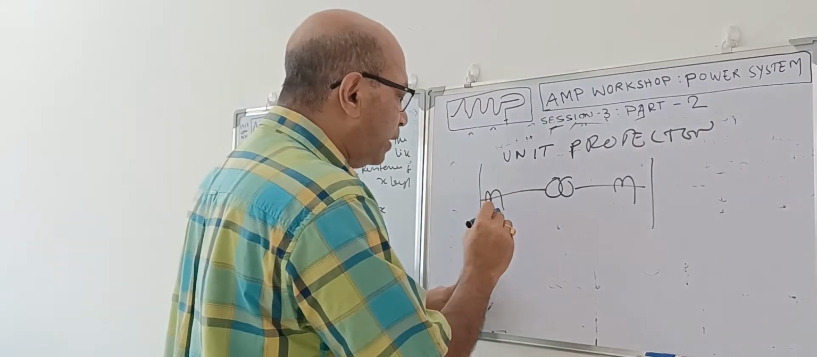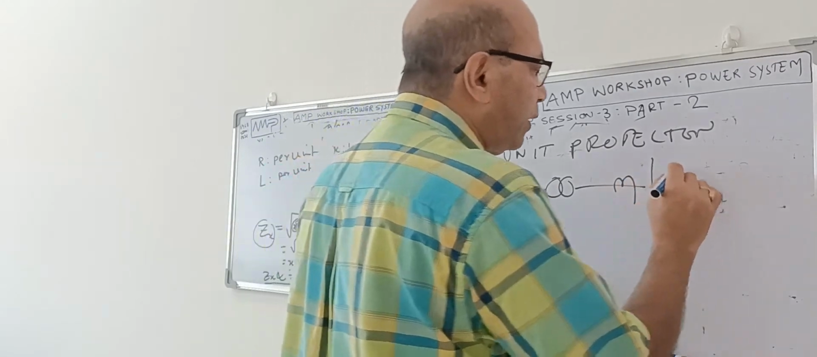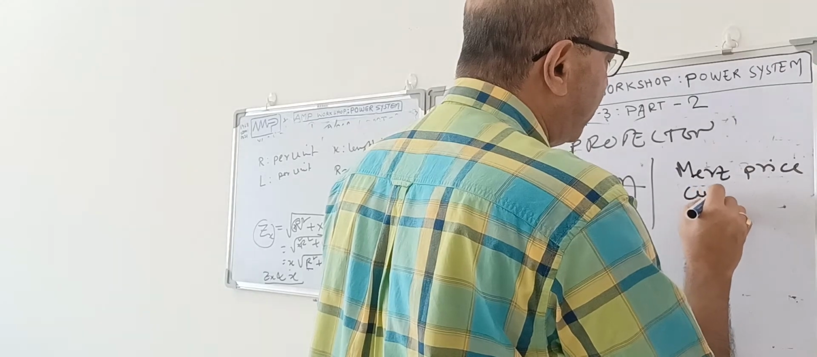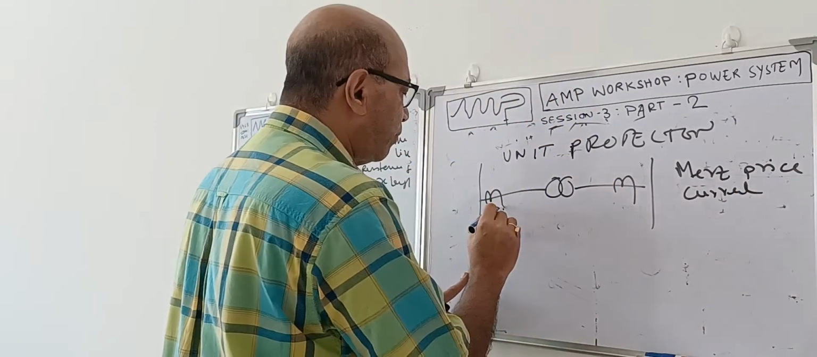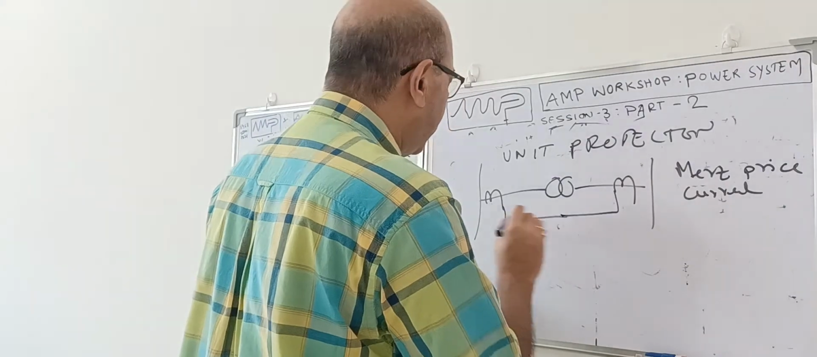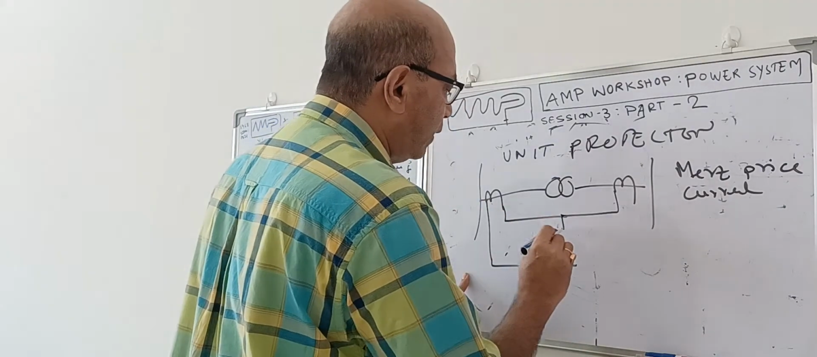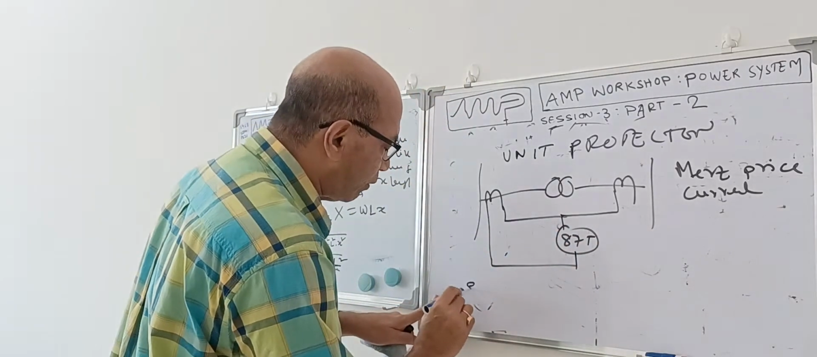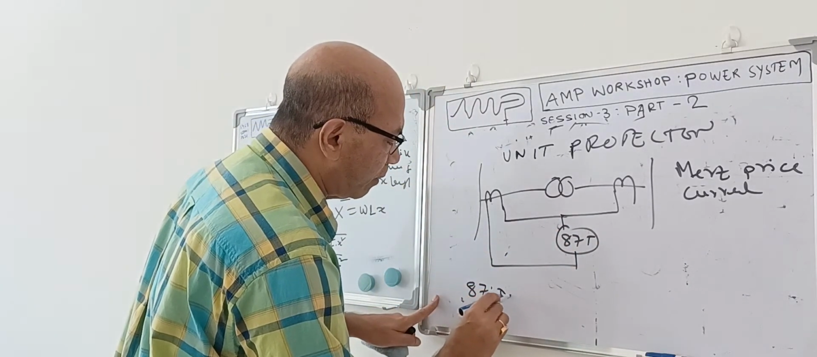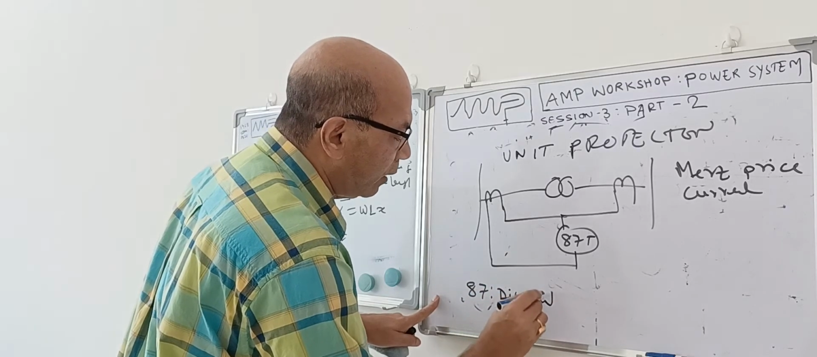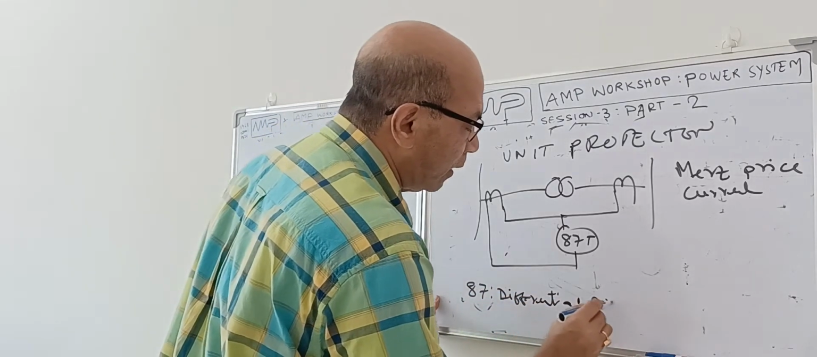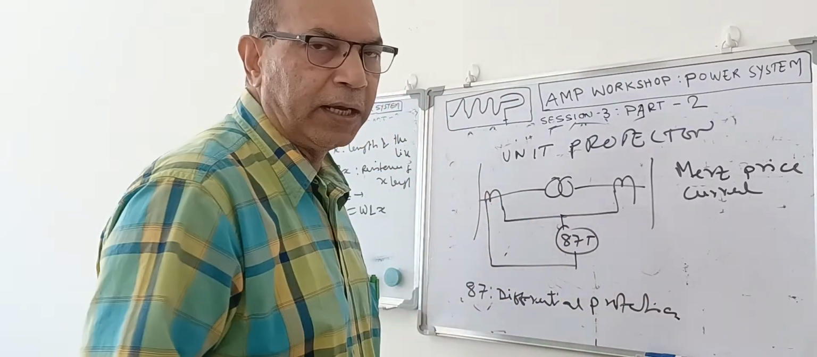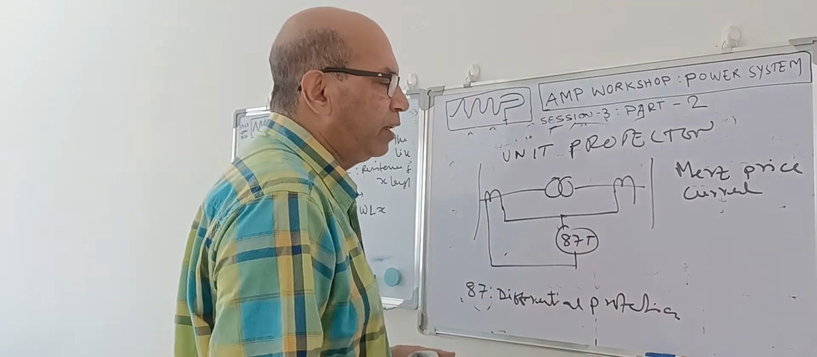So how will this happen in the case of Merz-Price differential protection? Merz-Price current differential protection is one of the unit protections. Okay, I am showing you how it works. Suppose this is the CT, and this is the 87, suppose transformer relay 87. Differential protection we tag as 87. It is called differential protection. With the 87 you can put different letters: T means transformer, G for generator, L for line, so you can distinguish 87 in different ways.